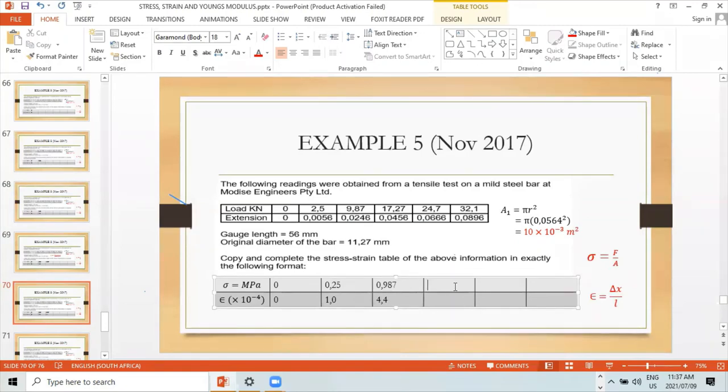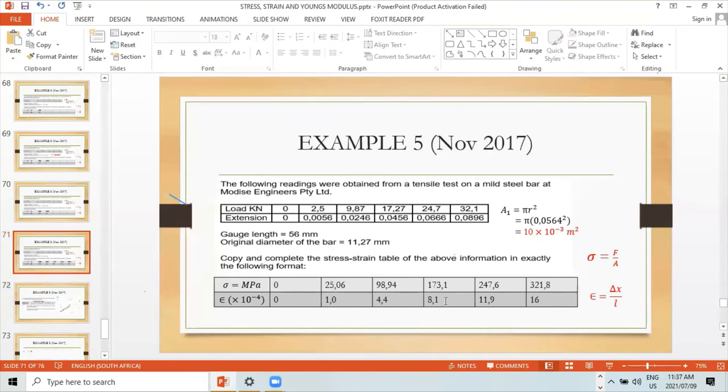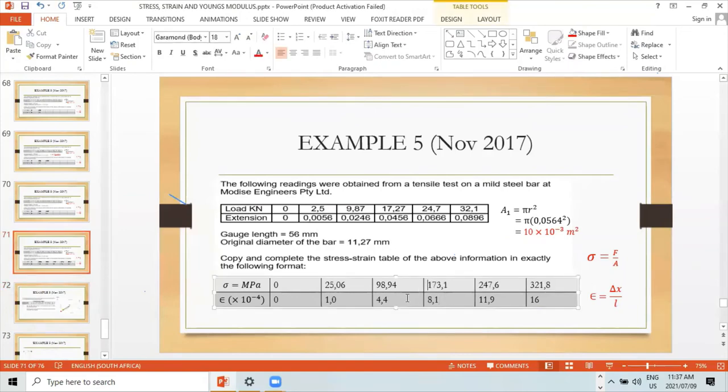So what should be the next one here from 17? 1,727. Yes, sir. The strain is fine. And then this one will be how much? 2.47.